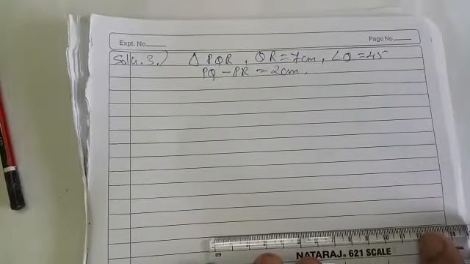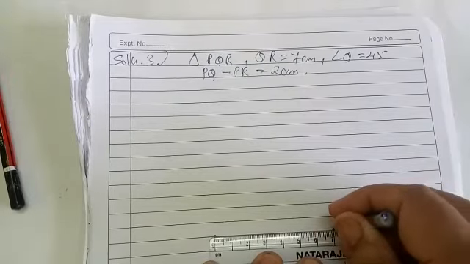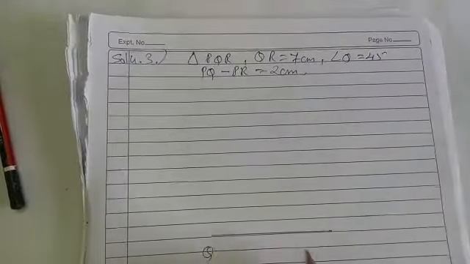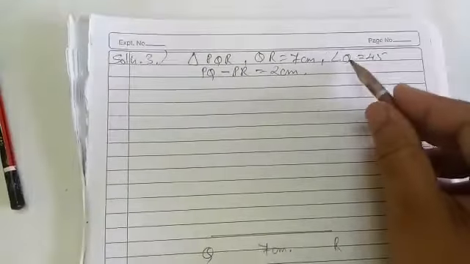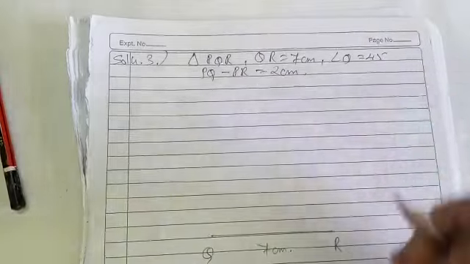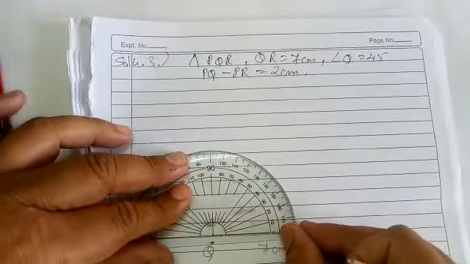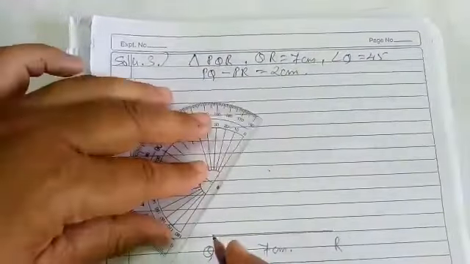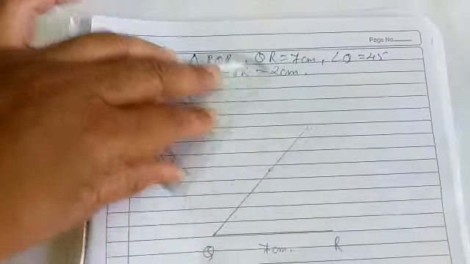How much length you have to draw? QR 7 centimeter. Draw a line QR of 7 centimeter. Name it QR 7 centimeter. Then from point Q draw an angle of 45 degree.